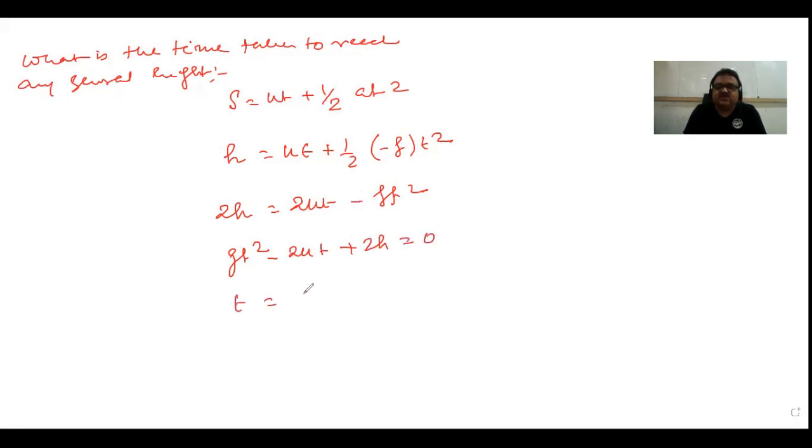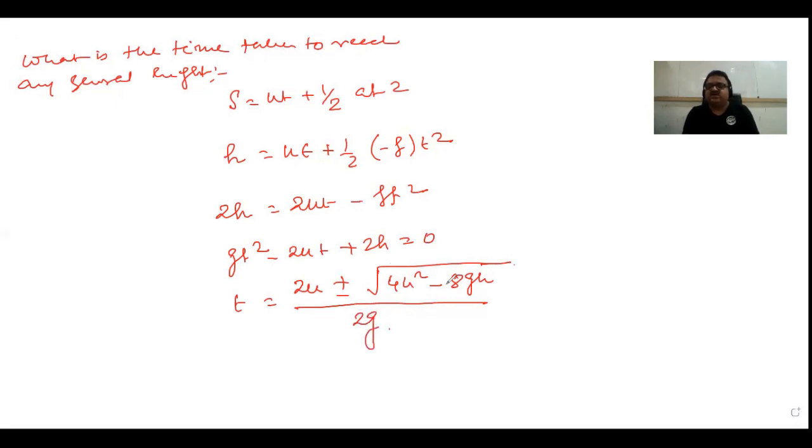Therefore t is equal to minus b, that is this, plus minus root over of b square, 4u square minus 4ac, 8gh, divided by 2a, that is 2g. There are two values of t, one during its upward journey, other during its downward journey.